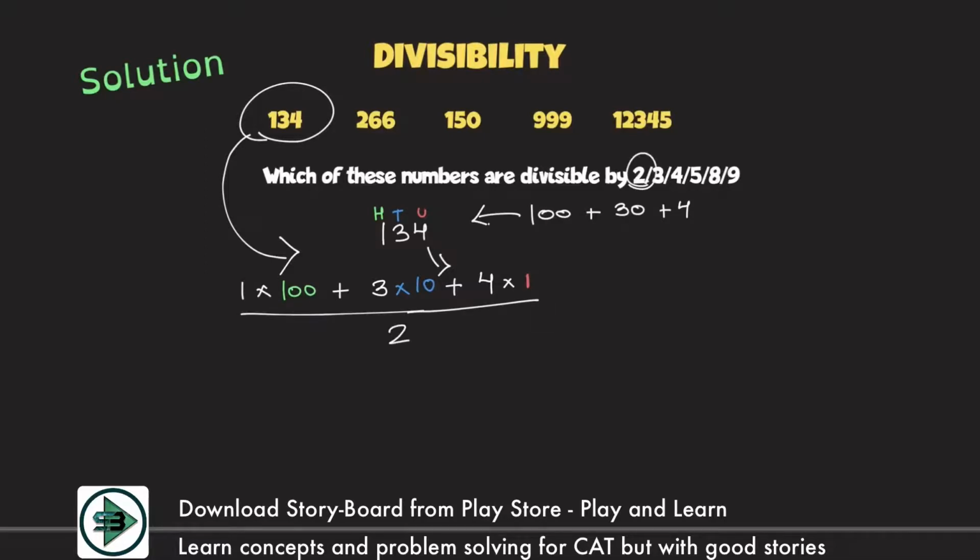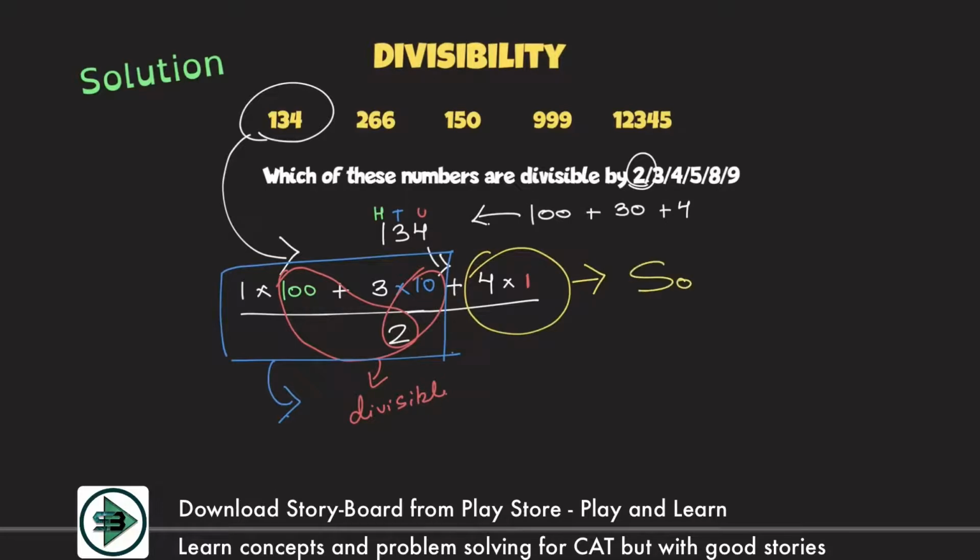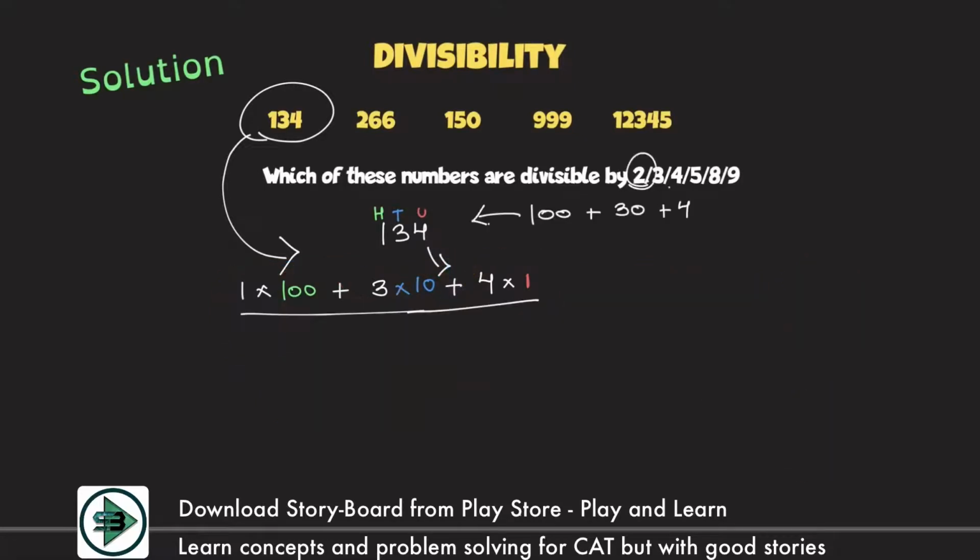So divide this entire thing by 2 now to check the divisibility for 2. If you can see, 10 divided by 2 and 100 divided by 2, the remainder is 0, which means what? The tens part and the 100 part are always divisible by 2. And the only thing I have to check here is whether the unit digit is divisible by 2. And if the unit digit is divisible by 2, I say that the number is divisible by 2. And that's how simple it is.